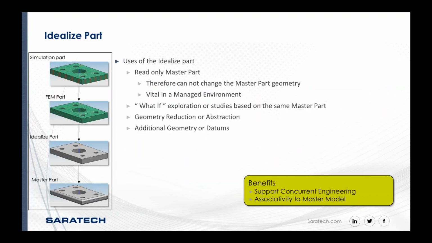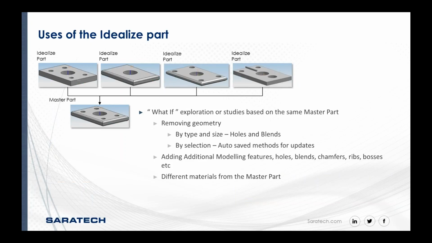So, some of the nice things about the idealized part are these what-if scenarios. Maybe we want to remove holes, fillets, as you see in this one. Maybe we want to use some more things, do some mid-surfacing modeling and things like that. So we have the capabilities to edit our own individual idealized part without messing with the top-level assembly. So we're not physically editing the master part.